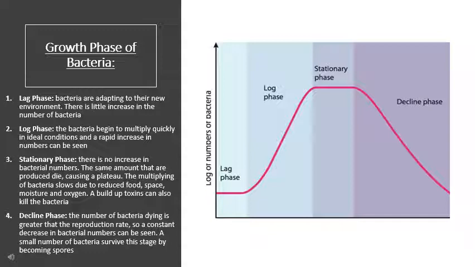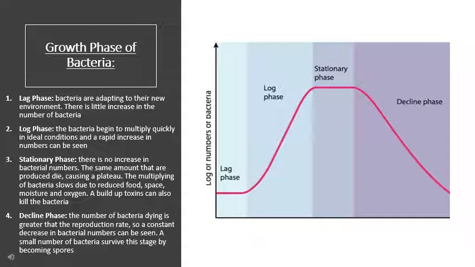The next stage is the log phase. During the log phase, the bacterial cells are multiplying rapidly and the numbers increase dramatically. The next stage is the stationary phase. During this stage, the same amount of bacteria are reproduced that are dying, so there's no increase in numbers.